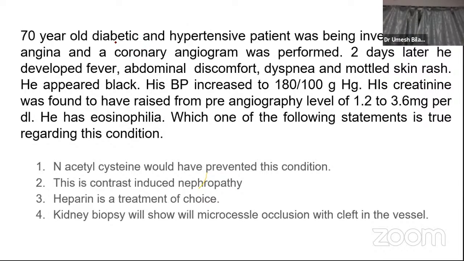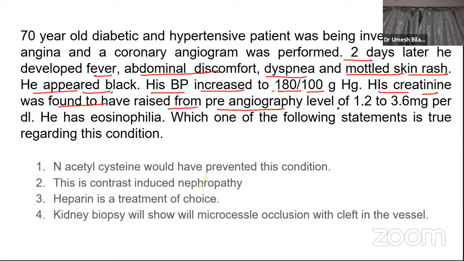So this is a diabetic hypertensive patient. After 2 days, he developed fever, abdominal discomfort, dyspnea, and mottled skin rash. He appeared black. His BP increased to 180/100. His creatinine was found to have risen from the pre-angiography level of 1.5 to 3.6 mg/dL. He has eosinophilia. Which one of the following statements is true regarding this condition?